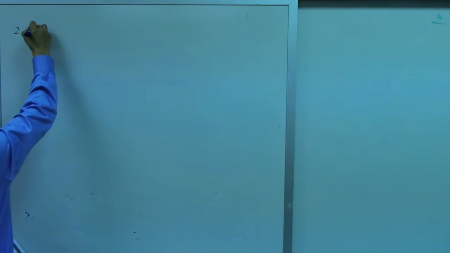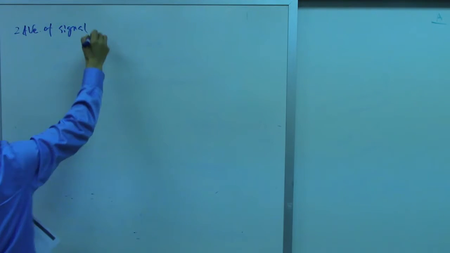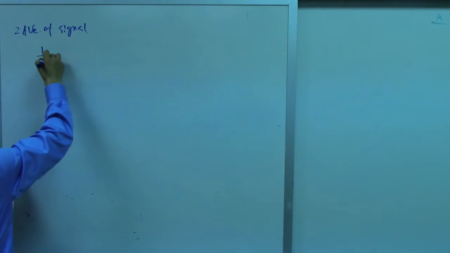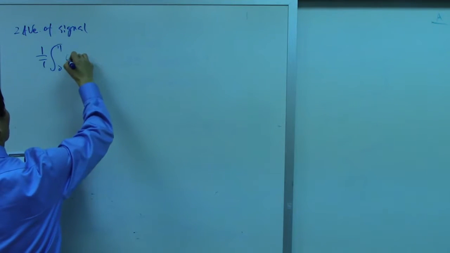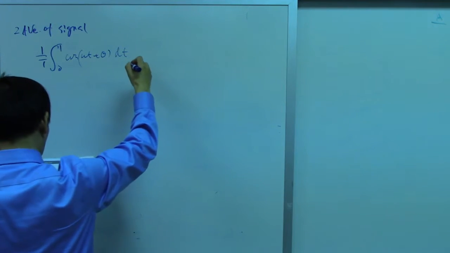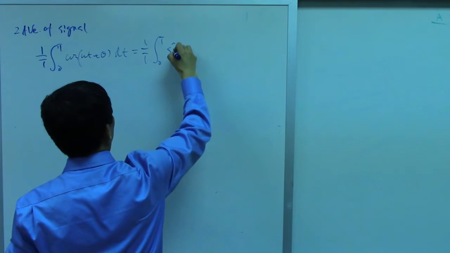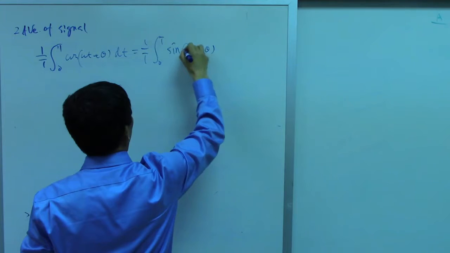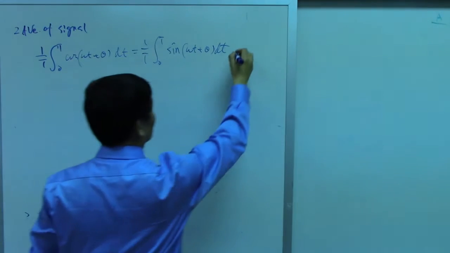The second is the average of a signal. When the signal is a sinusoidal function, a special case, the first one is the average. We take the integral of a signal. For example, cosine of omega t plus initial phase theta, dt, and for the cosine function that equals the same thing for the sine function, omega t plus theta, dt. If we do the integration, then divide by the constant T, we know this one will be equal to 0.